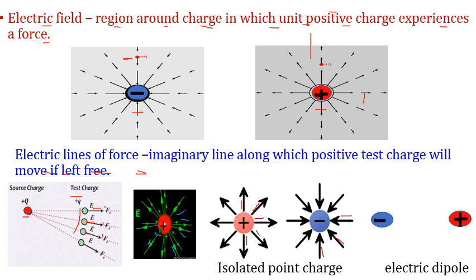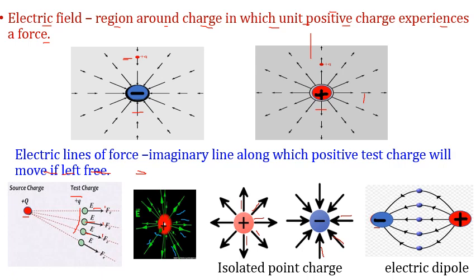And if a dipole is there, this is supposed to be our first charge, this is second charge, then this is nothing but the direction along which the test charge is moving. It starts from positive and ends towards negative, means this is again electric lines of force, either this one or this one or this one. Once again see, electric lines of force is nothing but the path along which unit positive test charge moves in the field.